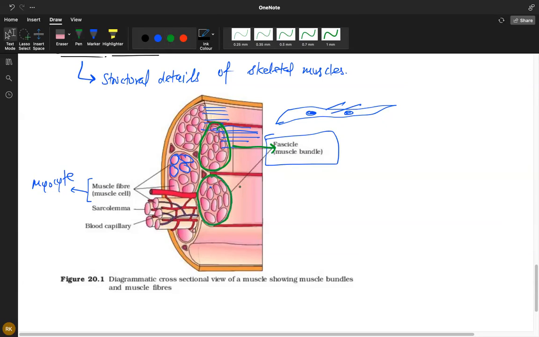The individual fibers are like threads. When they come together, they make a bunch called a bundle. All these bundles come together to make a big muscle chunk. Okay. Is it clear, everyone?